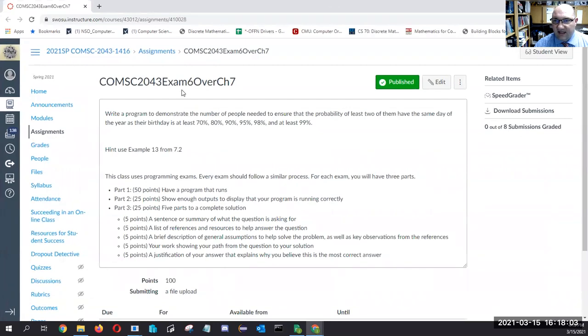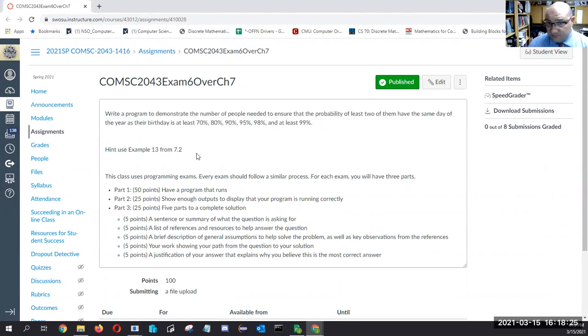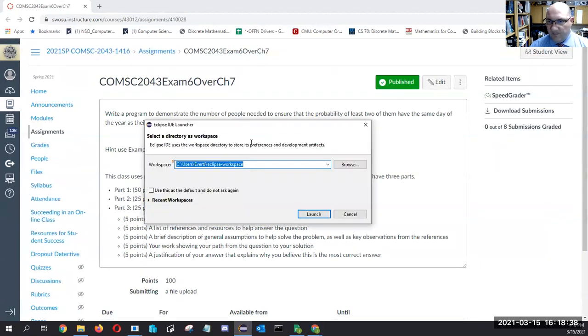What I wanted to look at today was this exam 6, which comes from chapter 7. It says, write a program to demonstrate the number of people needed to ensure that the probability of at least two of them having the same day of the year as their birthday is at least 70%, 80%, 90%, 95%, and 99%. Okay, so let's get this program started. Hint: use example 13 from 7.2.